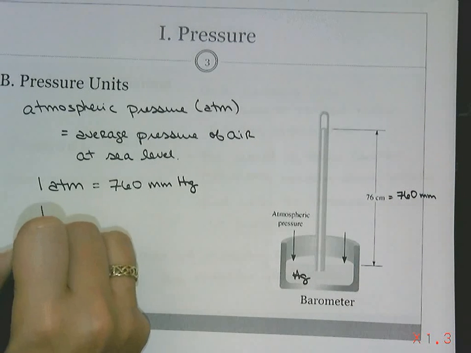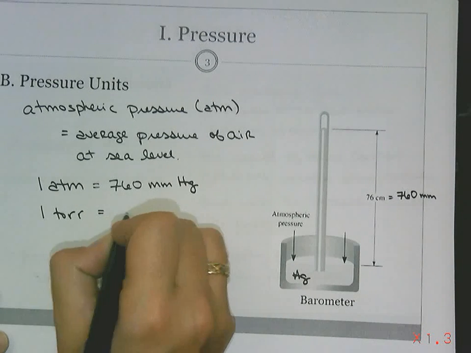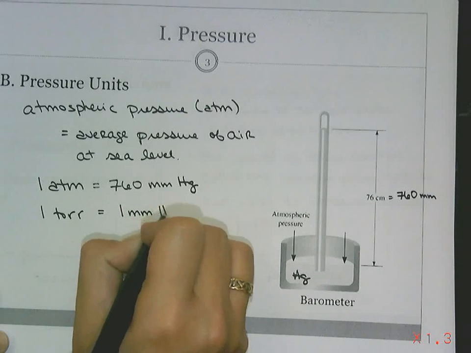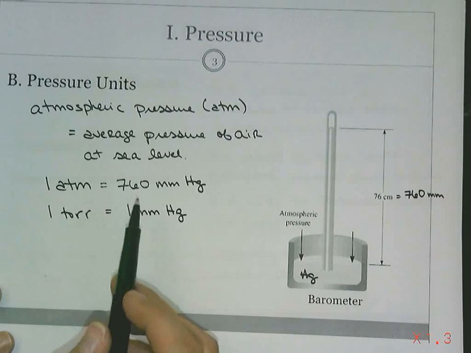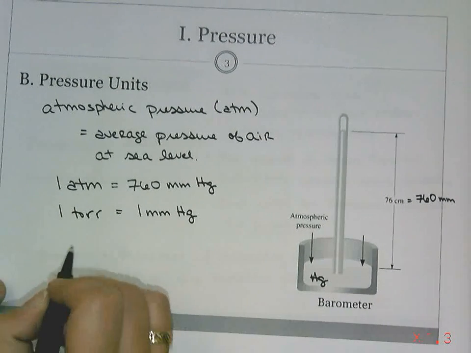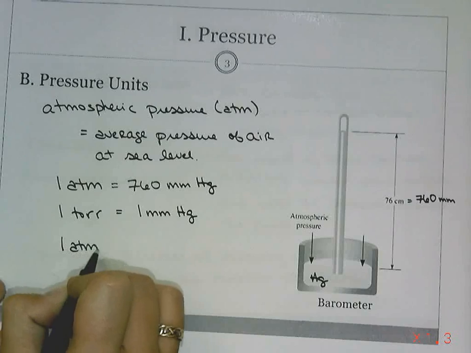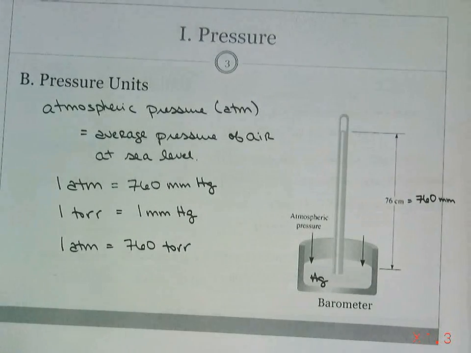We also use the unit torr, where 1 torr is equal to 1 millimeter of mercury. So if 1 millimeter is 1 torr and 760 is 1 atmosphere, then we can relate atmospheres to torr by saying 1 atmosphere is 760 torr. And we're going to interconvert between all of those units depending on what the situation is.